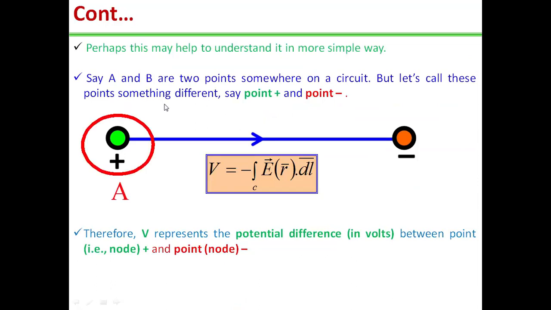Say point A and B are the 2 points somewhere on the circuit, on any electrical circuit. But let's call these points something different. Say point 1 is the positive and point 2 is the negative. So electric potential V can be written as minus of line integral E dot dl. Therefore, V represents the potential difference in volt between point positive and negative.